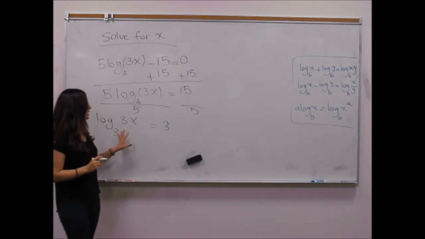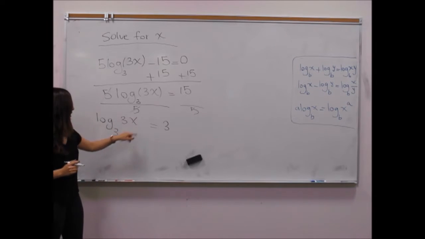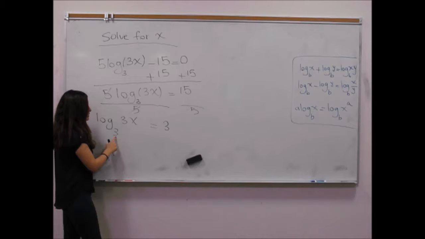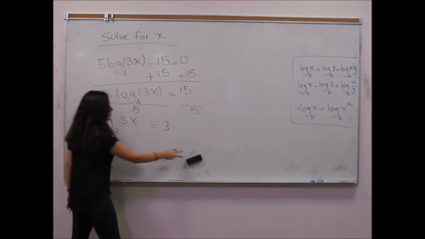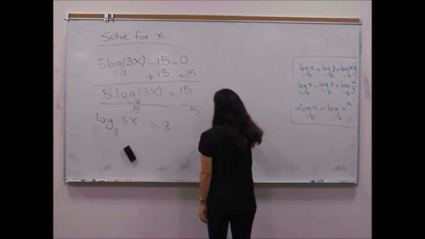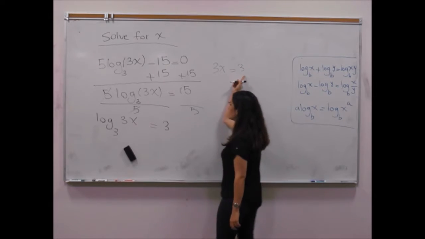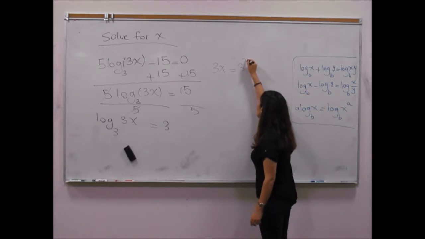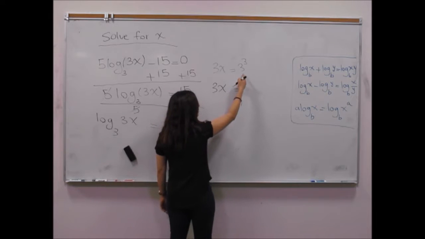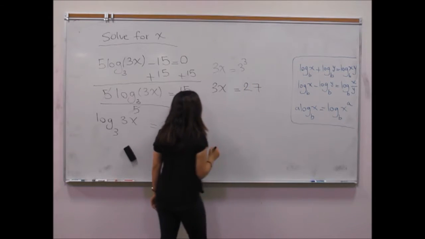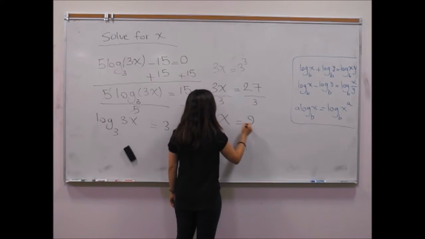So right now I have the log isolated on one side of the equation. I want the x actually. So 3, which is the base, to the power of 3 is going to be equal to this one. So I'm going to write that here. I have 3x, which is the argument, equal to 3, the base, to the third power. So I have 3x equals 3 cubed, which is 27, and then divide by 3, I get x equal 9.